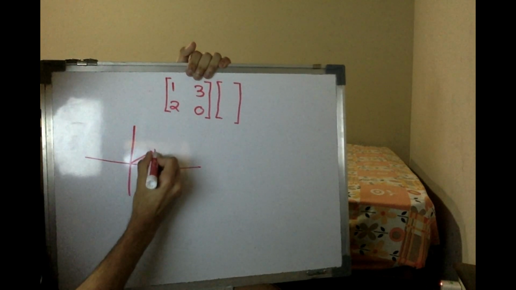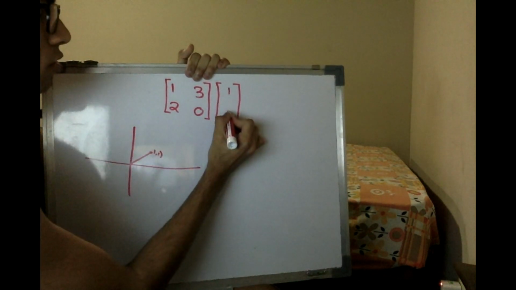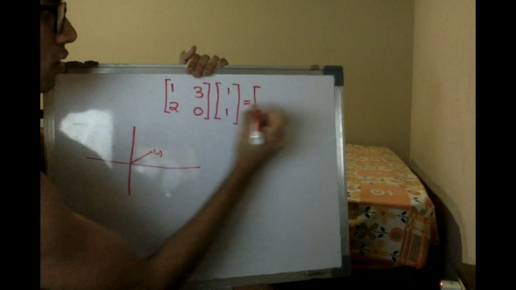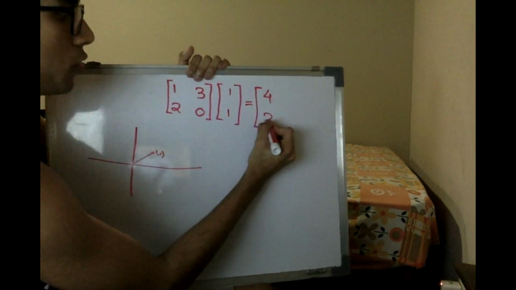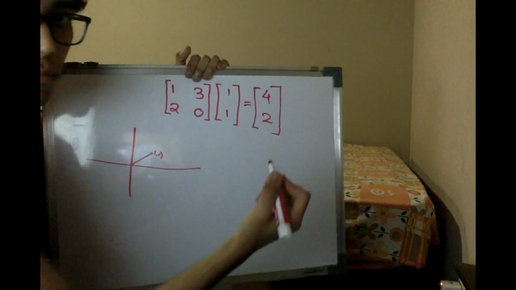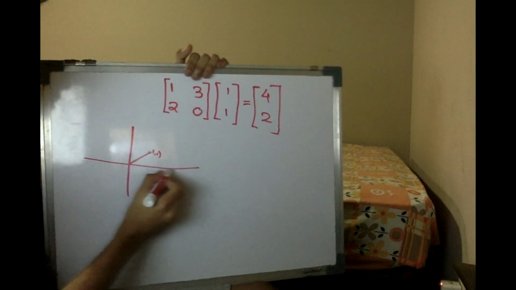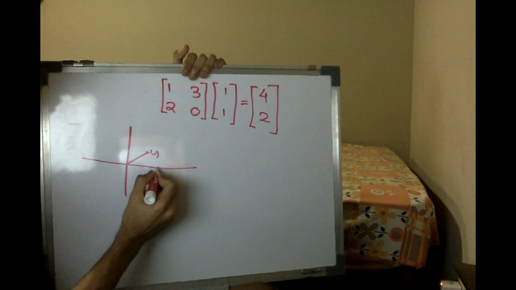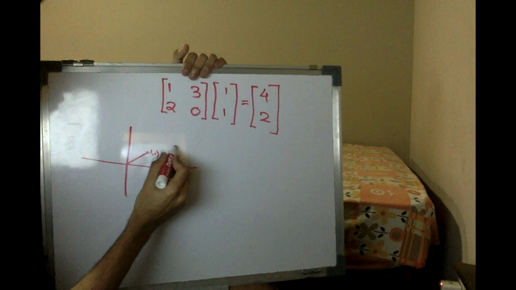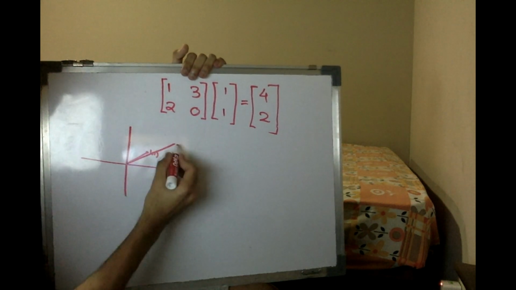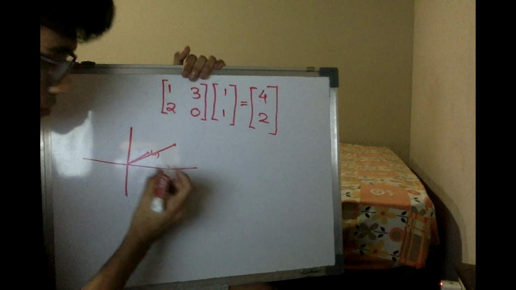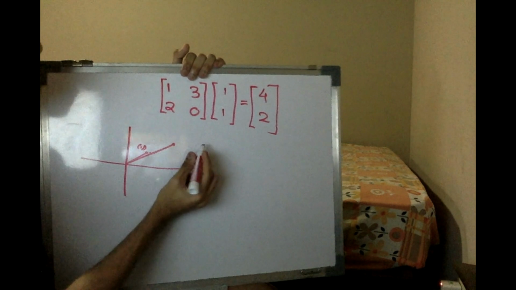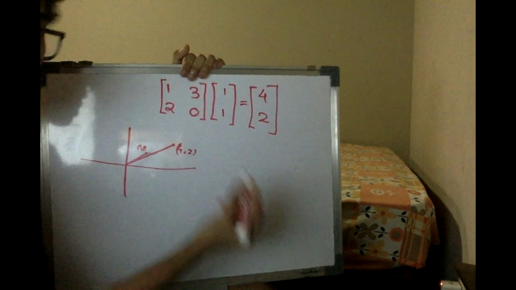Let's say I have 1, 1 as my coordinate. So this will be 1, 1, and this matrix will operate on this vector to give me 1 plus 3 and 2 plus 0. Simple transformation, nothing to be confused about. So 1, 1 has now become 4, 2. Something like x will be 4 and y will be 2. I hope you get what I'm trying to say here, because my drawing is not very good. So 4, 2 will be my transformed vector.